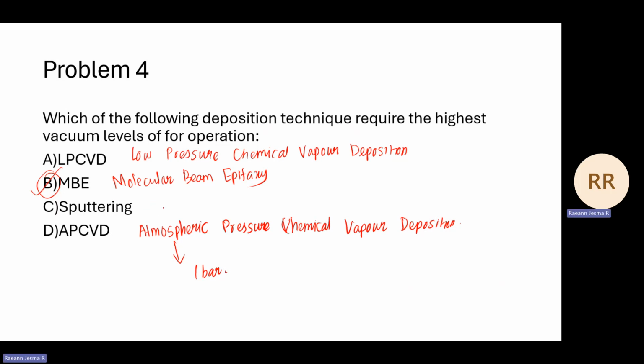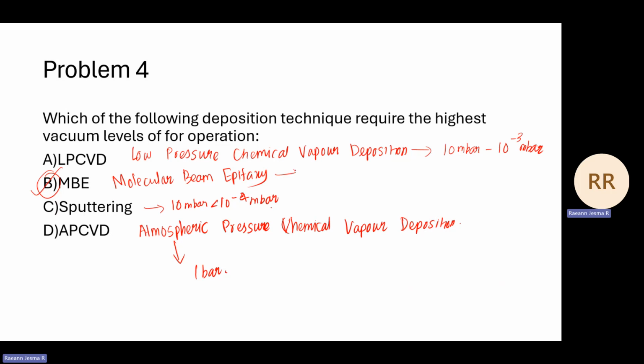In the case of sputtering, the deposition pressure is generally in 10 millibar to 10 power minus 3 millibar, or a little bit less than that. You can say around 10 power minus 4. In the case of LPCVD, it is low pressure. So it happens somewhat in vacuum, but not in very high vacuum. So this also is between 10 millibar to 10 power minus 3 millibar.